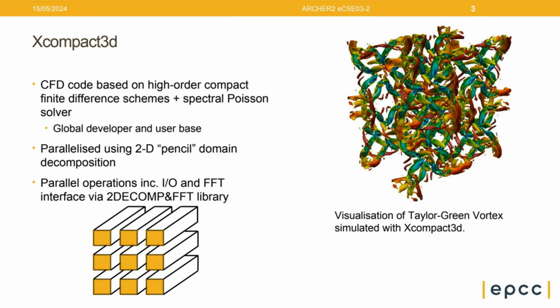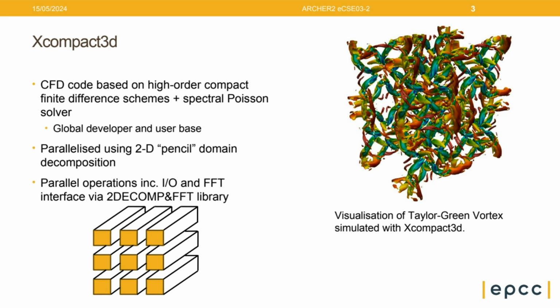It's designed for use on high-performance computing systems such as ARCHER2 and parallelized using what's referred to as a two-dimensional pencil domain decomposition, which I've sketched at the bottom here. This divides your domain into a series of pencils along a given axis, and this means that you can apply your finite difference and your FFT operations along that axis. Obviously, we have three-dimensional problems, so to perform operations in the other axes, we have to transpose the data.